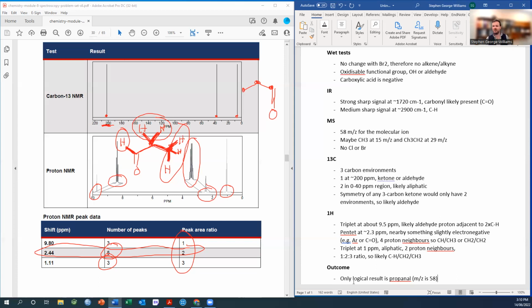I think about my IR, well, I knew I had my carbonyl, that makes sense. And through all my wet tests, I knew there was something that I could oxidize, knew it wasn't a carboxylic acid, and knew it wasn't a double or a triple bond. So that is me explaining unknown I.